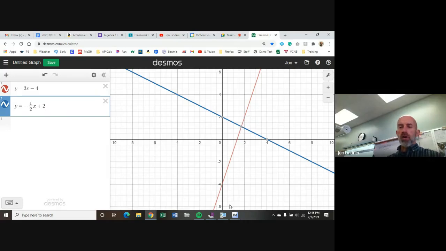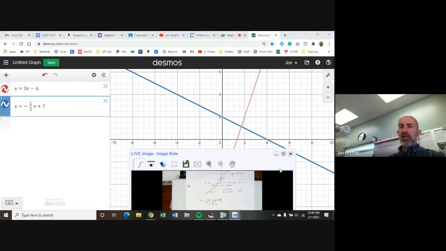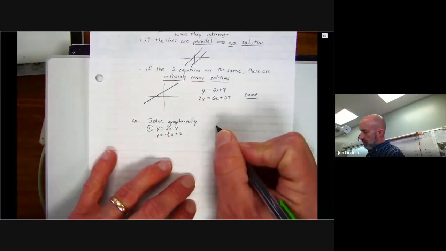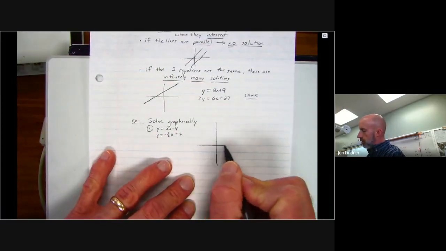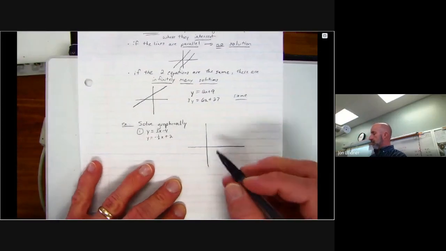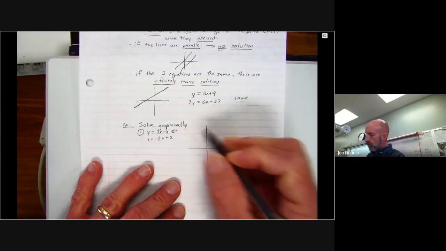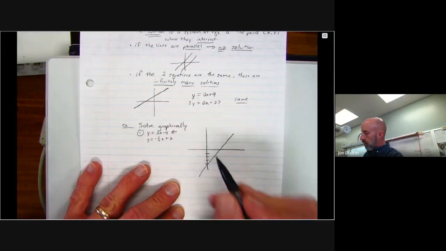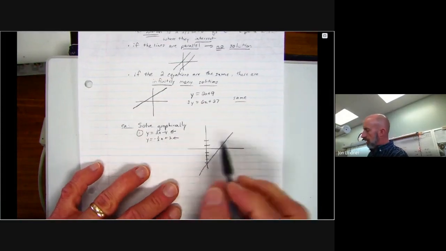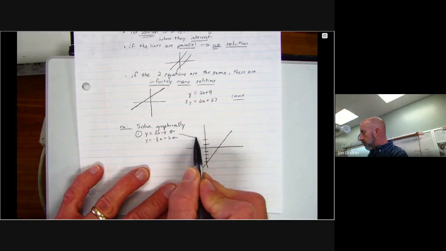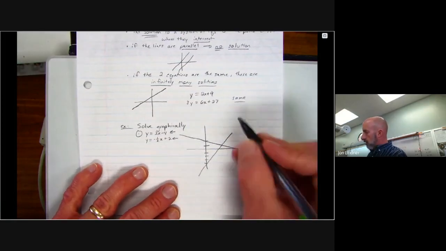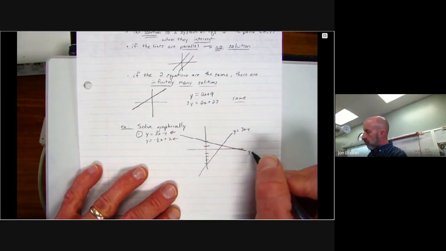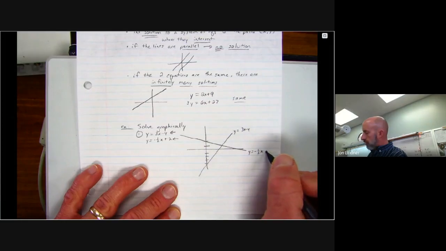So on your paper, I would like to see a sketch of that graph. You don't have to spend a bunch of time on making it perfect. Obviously, this one went through -4. I can at least get that right. The other one went through +2. It's not as steep, but it's negative. This one is the y equals 3x minus 4. This one is the y equals negative 1/2 x plus 2.